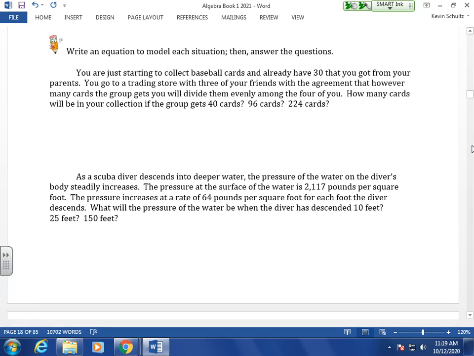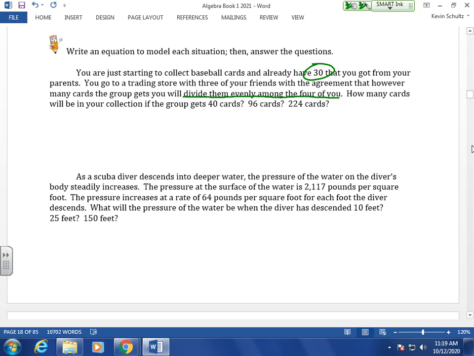So you're collecting baseball cards. You've got 30 from your parents, and then you're going to a store with 3 of your friends, and you're going to divide however many you buy among the 4 of you. Okay, this was kind of the key here. Divide them evenly among the 4 of you. What did you come up with for your equation that you would use to plug these values in?